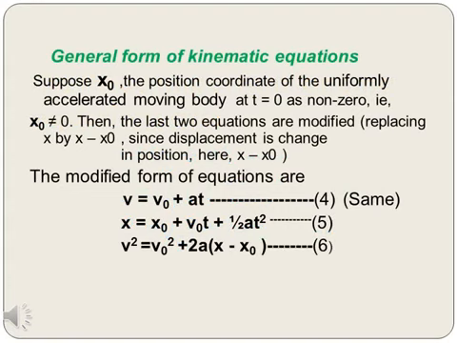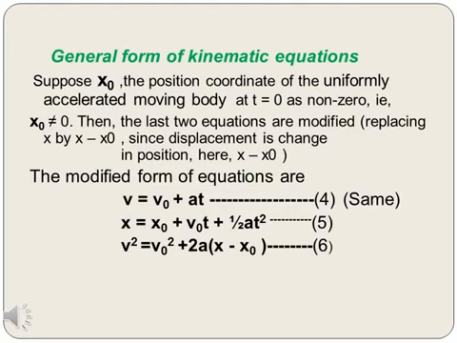What is the general form of kinematic equations? Consider x0 to be the position coordinate of a uniformly accelerated moving body at time t is equal to 0, which is non-zero. That is, x0 is not equal to 0.